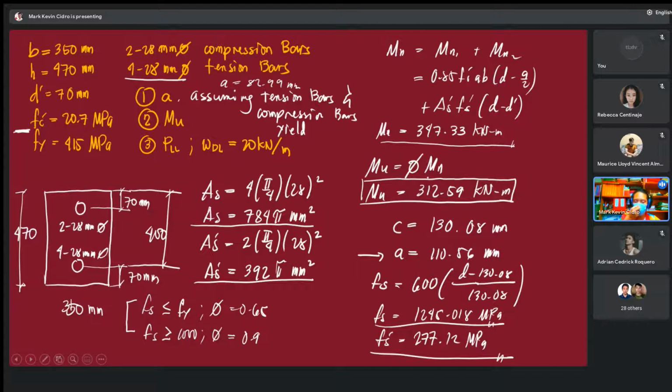Okay? Now, take note ha, what I used, I did not follow the instructions, but you should follow. Whether it's your quizzes, exam, whatever is the instruction in the problem, follow it. I did not follow because I want to demonstrate how it is solved. No need to check na kung nasa problem, you have to assume that the tension or compression bar yielded. Okay, so you have the value of your Mu.